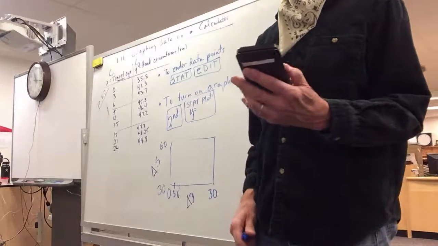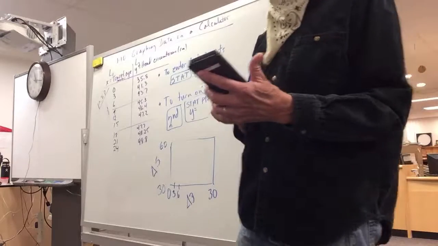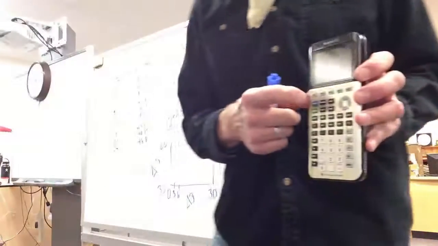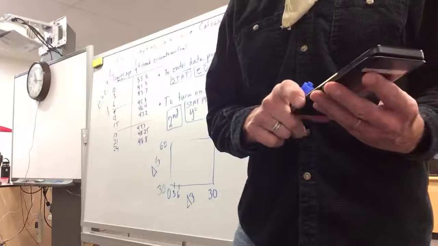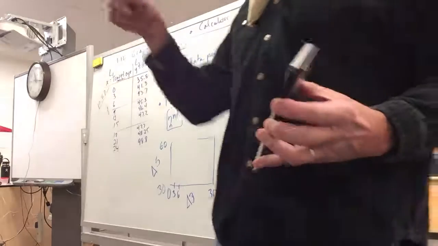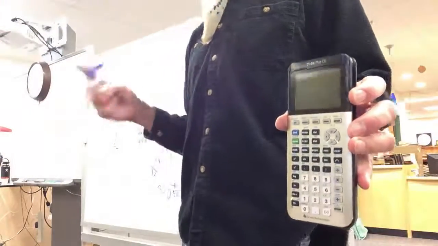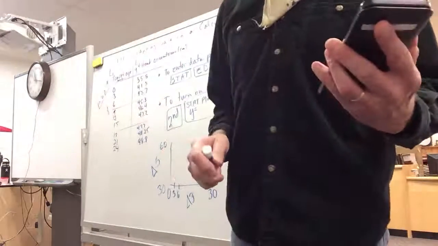Okay, so now I'll tell you. If you look at the very, very top, there's 5 keys that go across the top. There's the Y equals, the window, zoom, trace, and graph. And if you look above the window, it says TBL set. That's table settings.